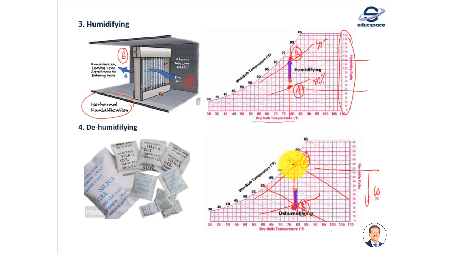So, in this case, let's say approximately 70 temperature WB. And this one is also temperature WB. So, mas mababa yung ating wet bulb temperature at the final condition or point B. The dew point temperature also will change. Okay? Mas bababa.